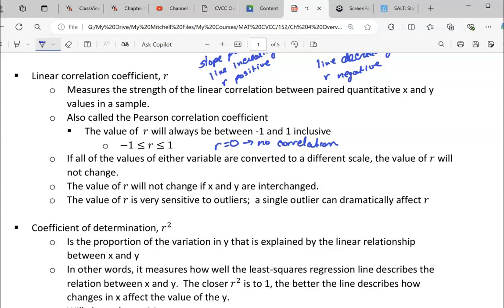Now, we're going to use technology to find these values, but there are formulas associated with finding the correlation coefficient. So just to show you what one of those formulas would look like.